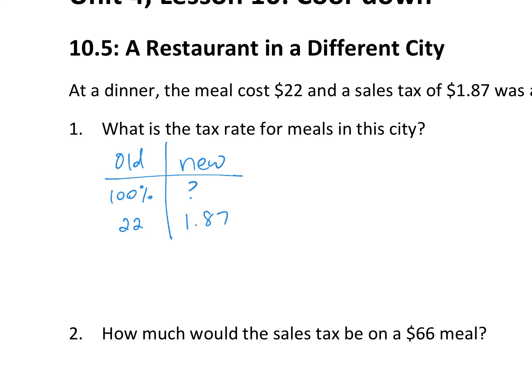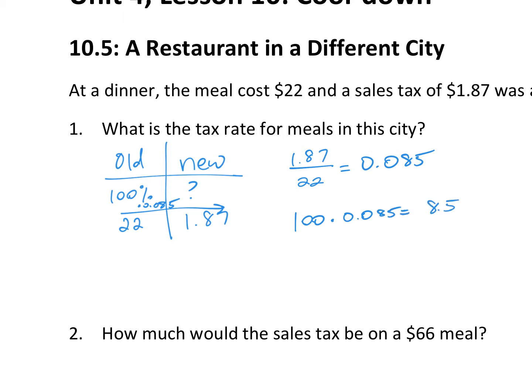So I'm going to figure out my constant of proportionality. So I'm going to do $1.87 divided by 22, which is 0.085. So I know I am multiplying by 0.085. So 100 times 0.085 is equal to 8.5. So I know the tax rate is 8.5%.